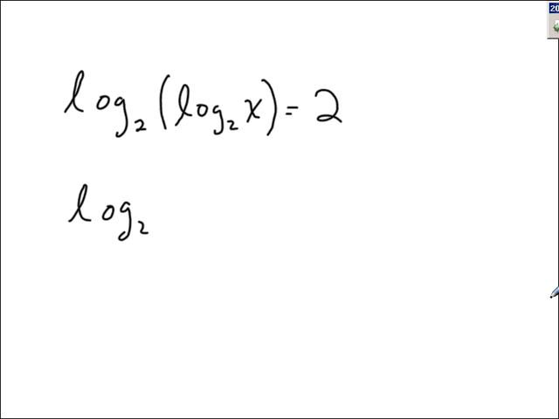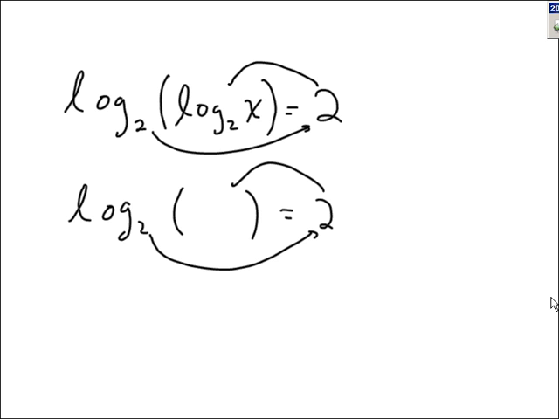Okay, suppose you have log base 2 of something in brackets, and that is equal to 2. So log base 2 of something is equal to 2. What goes in there? 4. 4 goes in there, since 2 squared is 4. That is what's in the brackets: log base 2 of x is equal to 4.